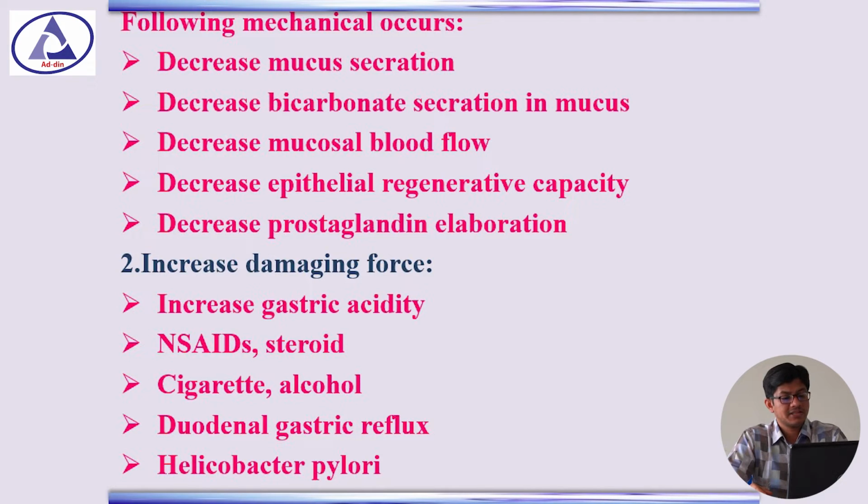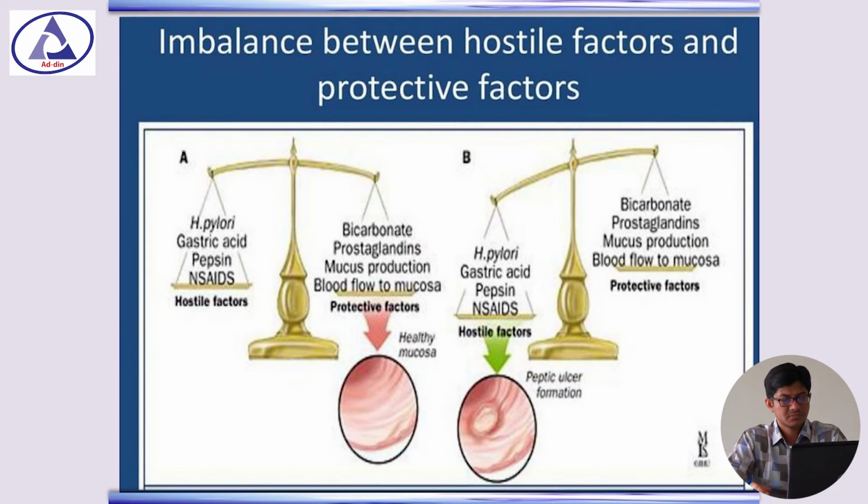Number 2, increased damaging force, which occurs due to increased gastric acidity, NSAIDs and steroids, cigarette and alcohol intake, duodenal gastric reflux and Helicobacter pylori. Here is a picture that shows the imbalance between hostile factors and protective factors.